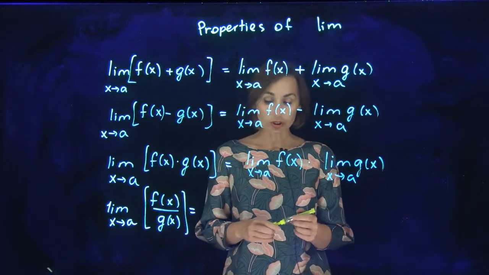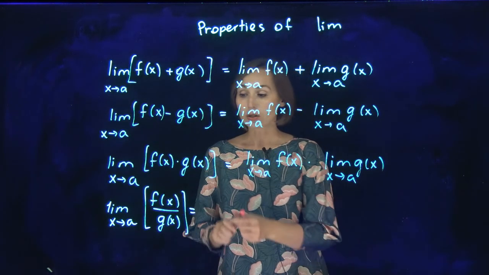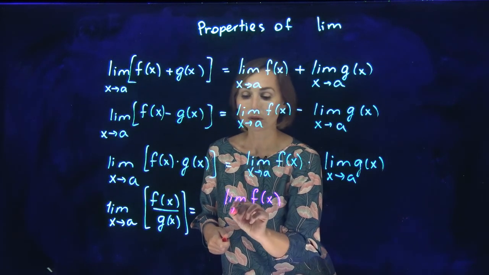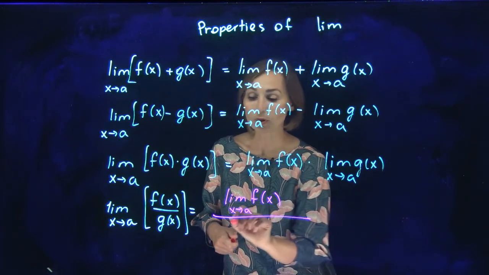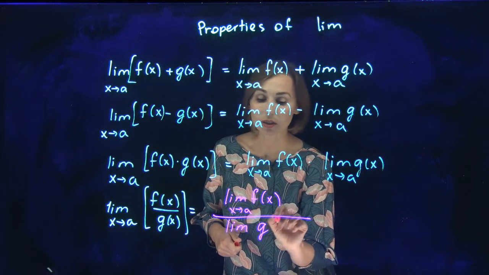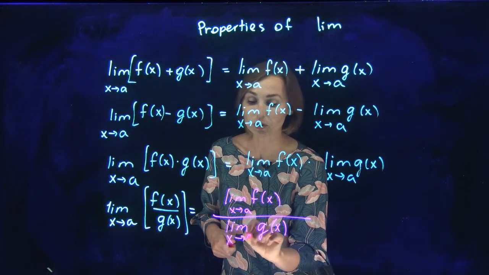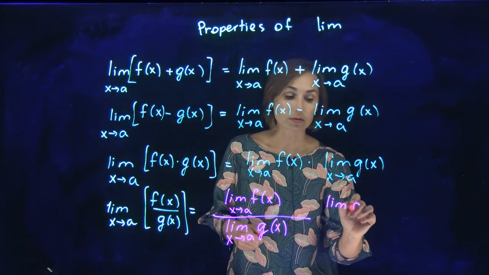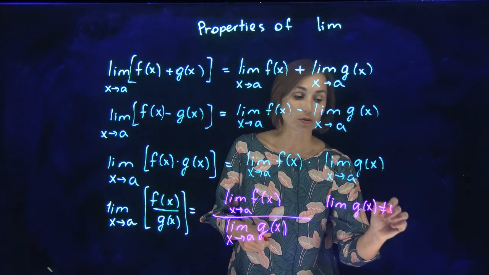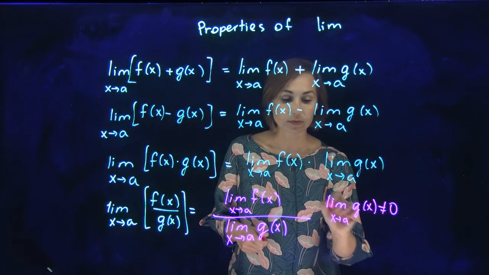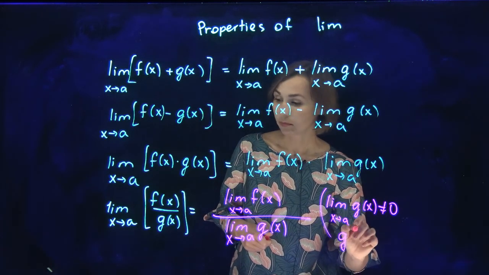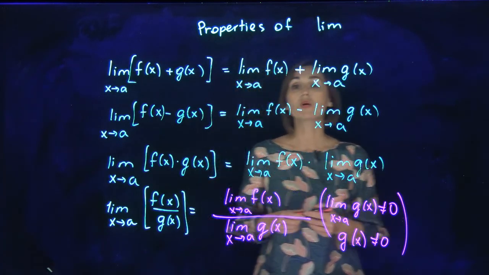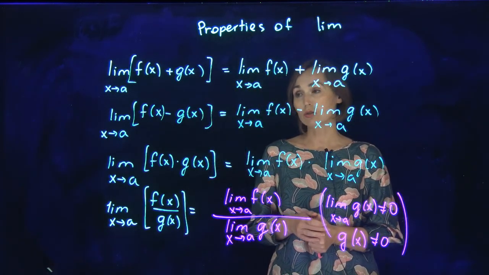Limit of the quotient will give you the quotient of the limits. So in the top you have the limit of f at x when x approaches a. In the bottom you have the limit of g at x when x approaches a. In that case, the limit of g at x cannot be 0. And g at x also cannot be 0 because we cannot divide by a denominator that is 0.